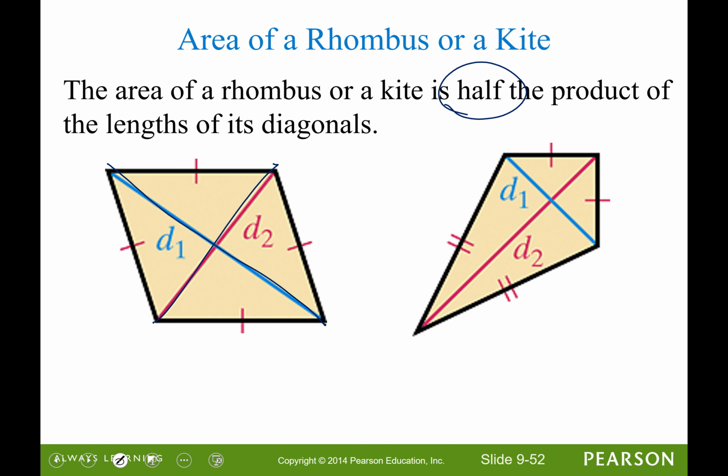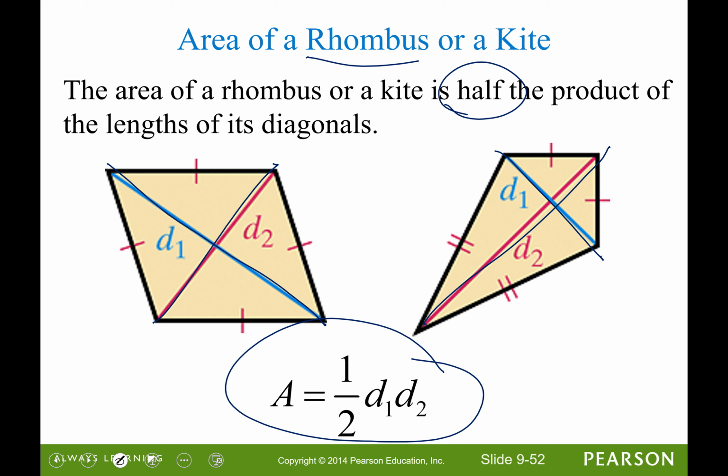Same thing with the kite. Find this distance or length, find this one, multiply them together, but then divide by 2, and you will have the area of that kite. So rhombuses and kites, their formulas for their areas are the same. It's 1/2 diagonal 1 times diagonal 2. Or one other way to see it would be diagonal 1 times diagonal 2 divided by 2. Just in case multiplying by 1/2 makes you a little more hesitant to dive in and do the problem, remember, multiplying by 1/2 is the same thing as dividing by 2.